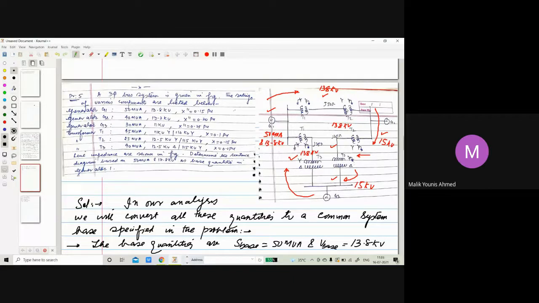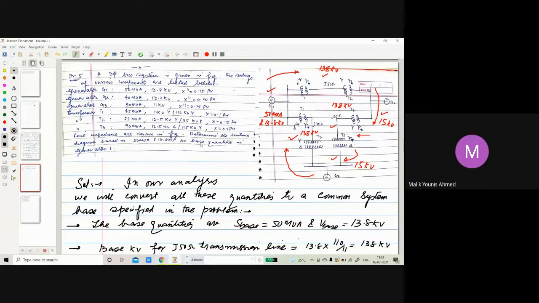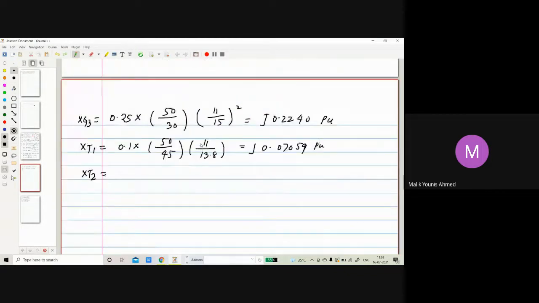Let's say T2 is here. Now, if you are on the 138 kV side of T2, then this has to be 115, the old value. That's very clear. So XT2 will be written as 0.15 multiplied by 50 S base new divided by 25 S base old, and 12.5. If you are on the 12.5 side, then it is 15 whole square.